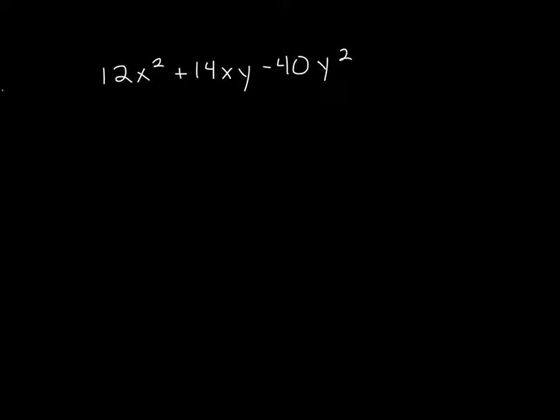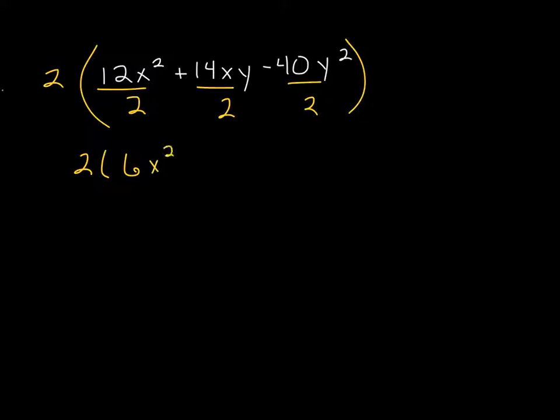Okay, in this example we do have a common factor, so we're going to take that out first. Divide everything by 2. And that gives me 6x squared plus 7xy minus 20y squared.